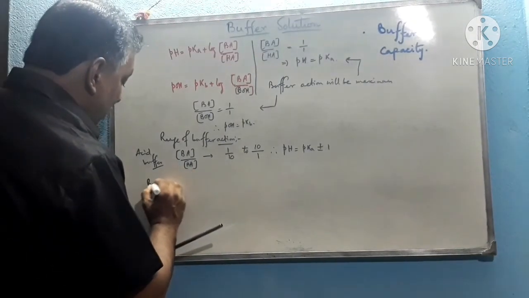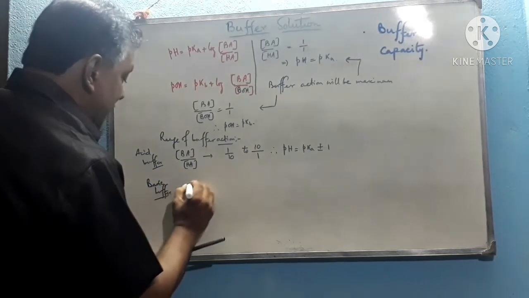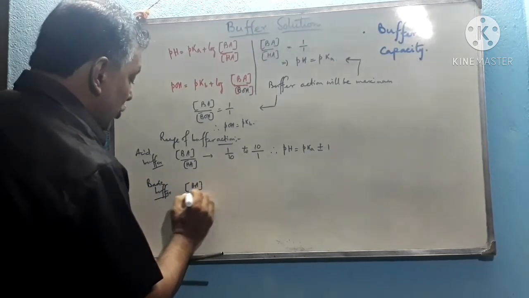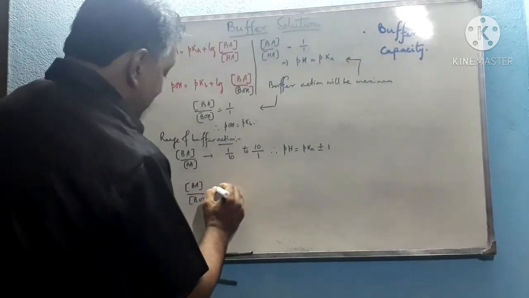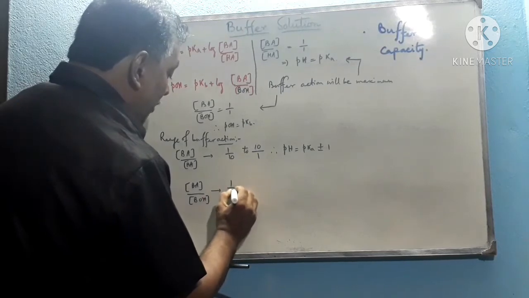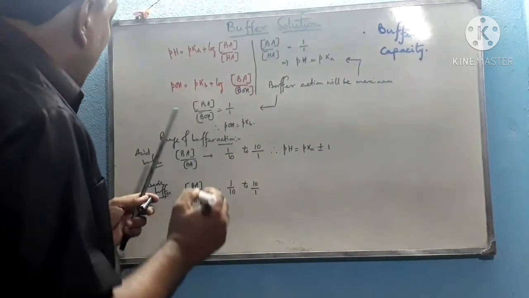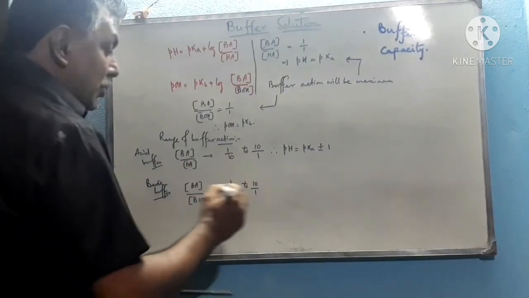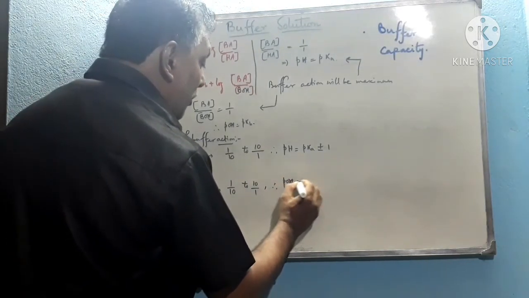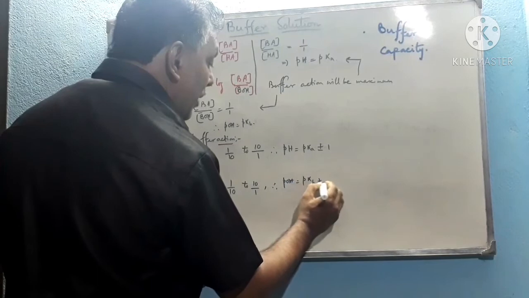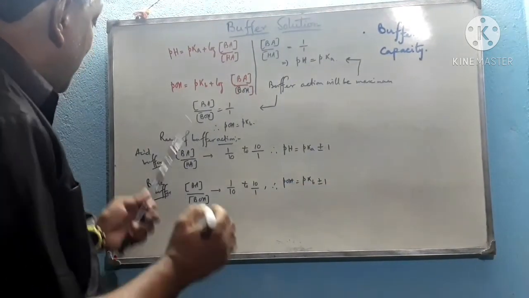Again, for the basic buffer, this ratio, Ba by BOH, concentration of salt by concentration of base, becomes in between 1 by 10 to 10 by 1. In that case, the buffer action will be applied for that particular solution. So in this case, pOH also will be equal to pKb plus minus 1. These are the buffer action ranges of the acid buffer or basic buffer.